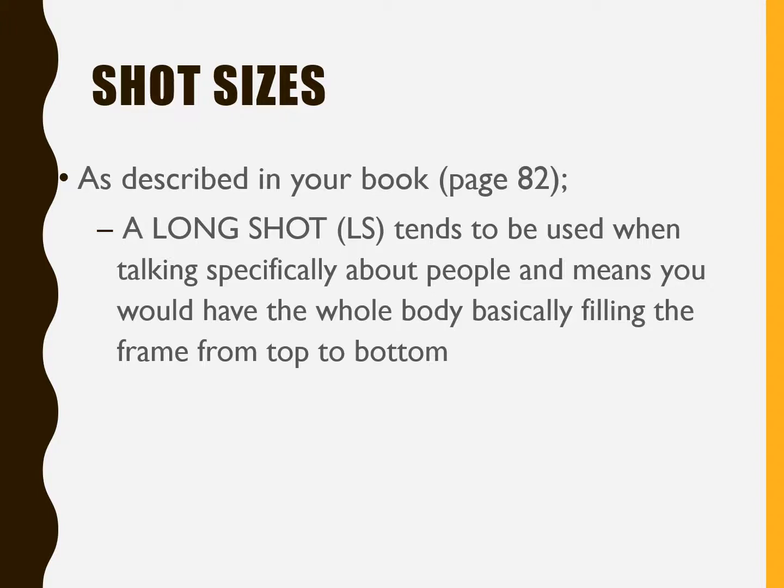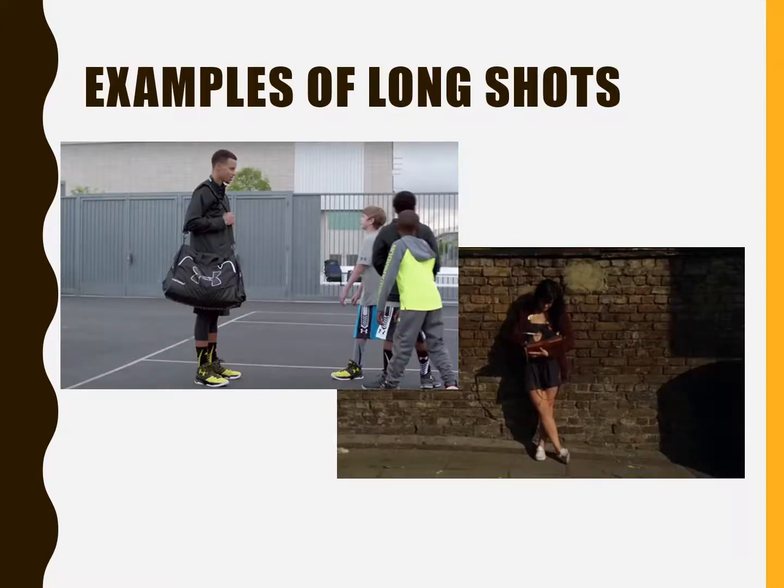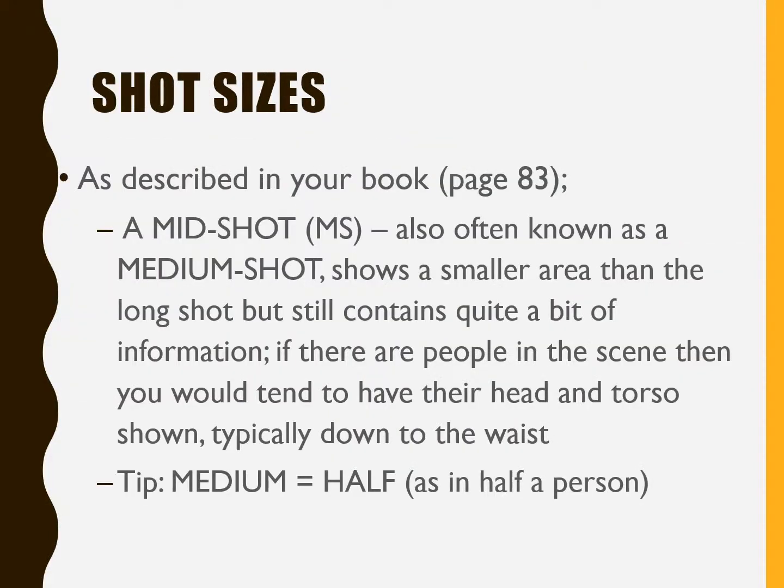Moving closer, we're going to have a long shot. A long shot tends to be used when talking specifically about people as your subjects, and means you would have the whole body basically filling the frame from top to bottom, like this. In these 2 shots, you see how the main subjects are filling the frame from the top to the bottom. There's very little space above or below them, right? Now you're going to go closer in. These all go in closer.